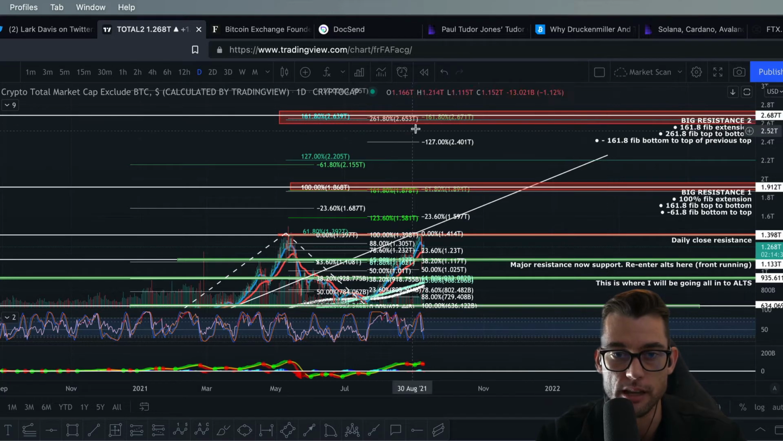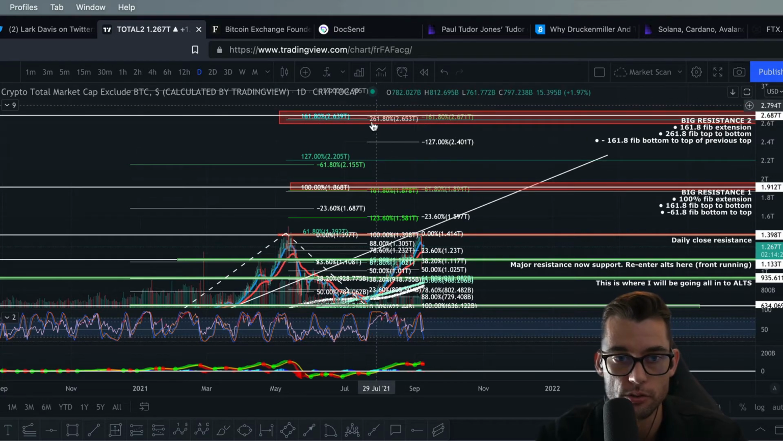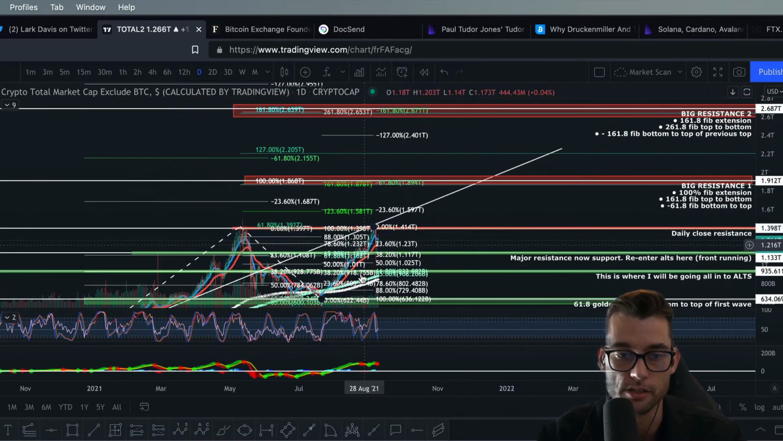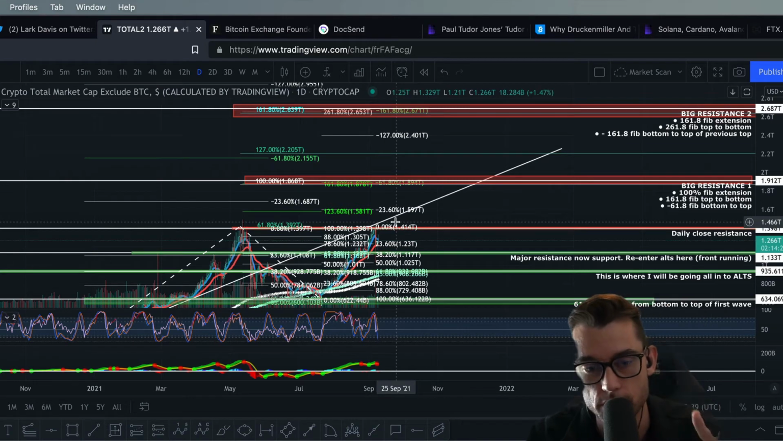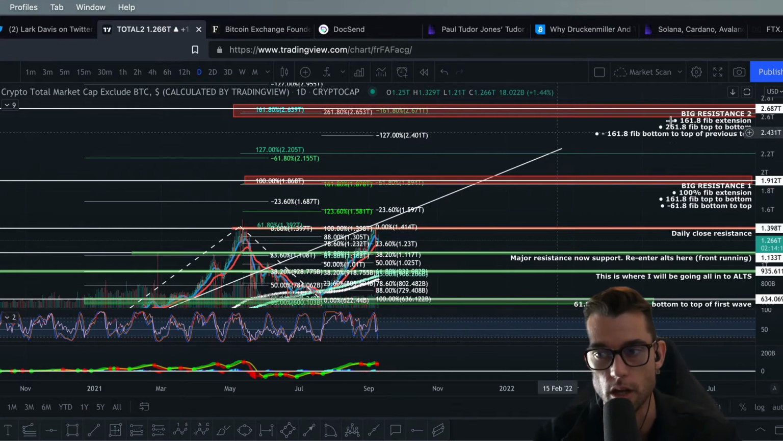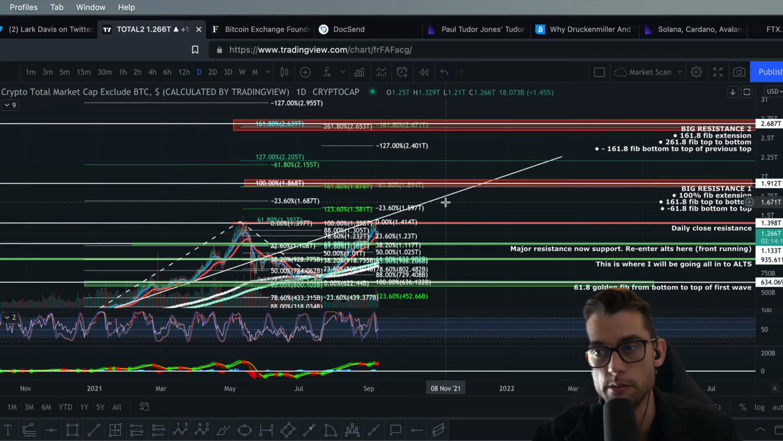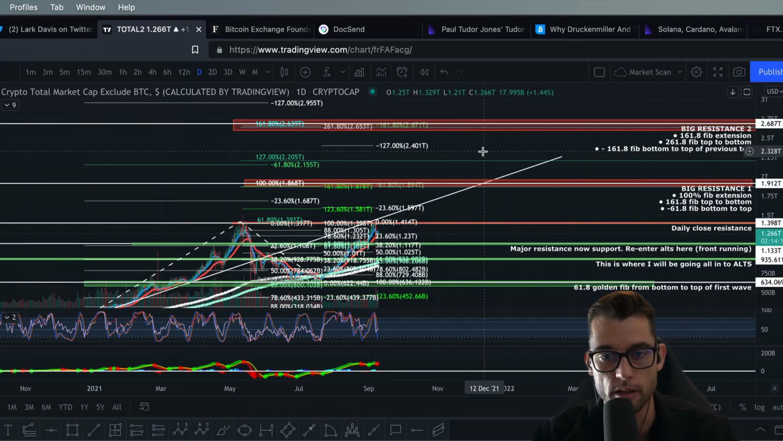This is negative 61.8, 161.8. So this is another huge confluence in terms of where the price of the overall cryptocurrency market cap, excluding Bitcoin, will go. So this is basically my analysis for this. Let me publish this to the market scan, to the group, and I'll be right back.